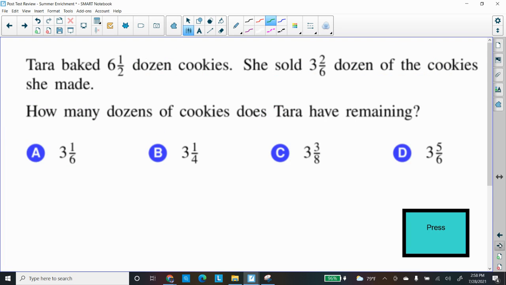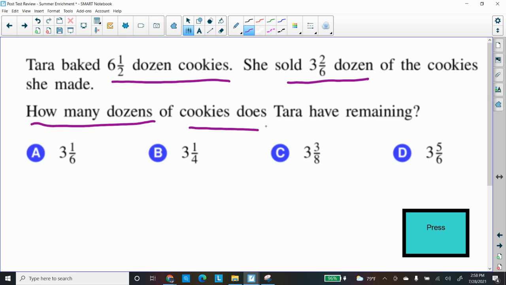Let's see what else we got. Tara baked 6 1/2 dozen cookies. Let me underline that because that's important. She sold 3 2/6 dozen of the cookies that she made. All right, so she sold some cookies and she baked some cookies. How many dozen cookies does Tara have remaining? So if she started out with 6 1/2 and she sold 3 2/6.